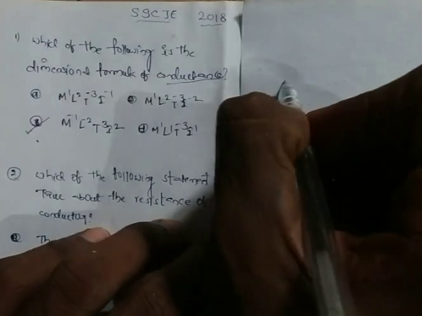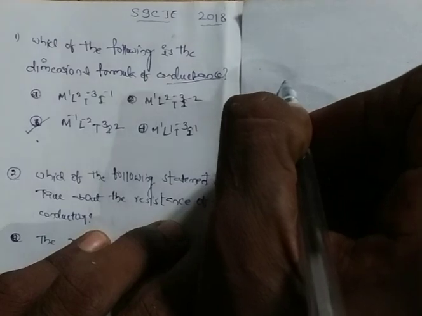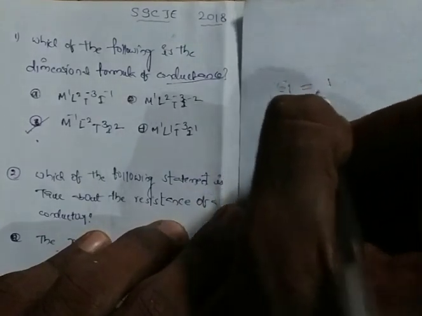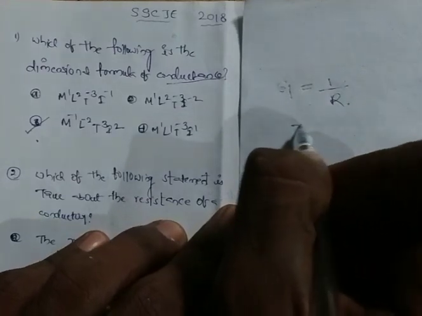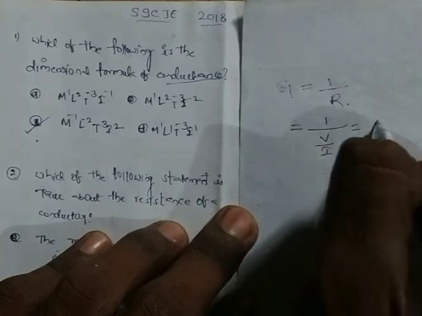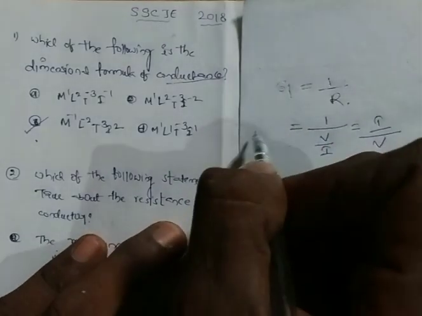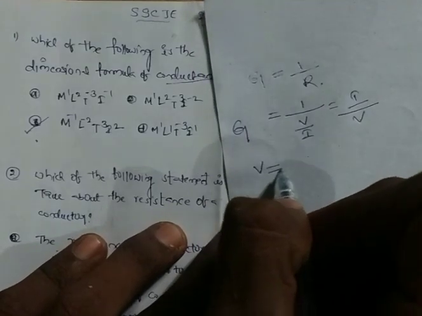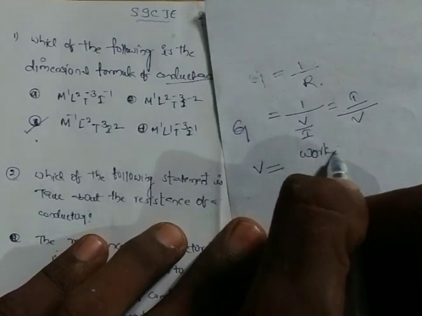We know the conductance is denoted by G. G is inversely proportional to the resistance. We know R is equal to V by I, so G is equal to I by V. Voltage V is equal to work done by charge.